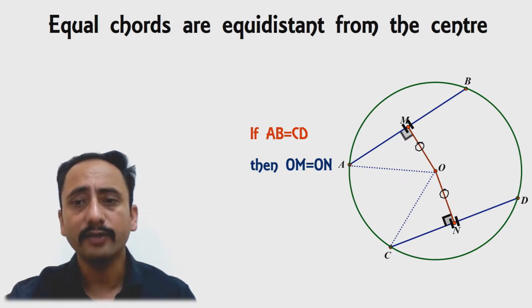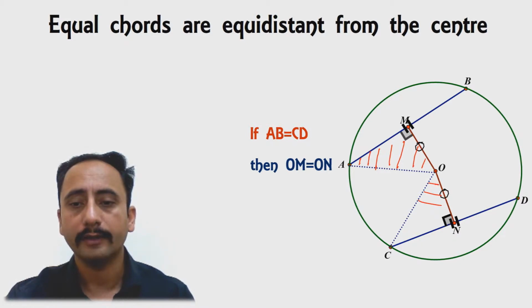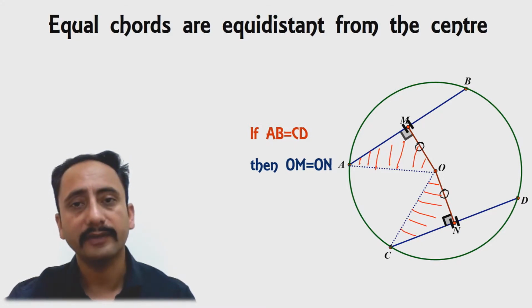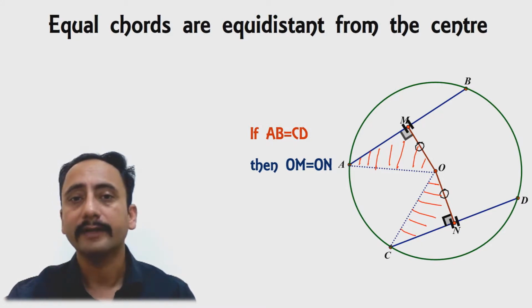If we need to prove it, the proof is very simple. We just have to prove that triangle OMA is congruent to triangle ONC, and by CPCT we can prove that the distance OM is equal to ON.